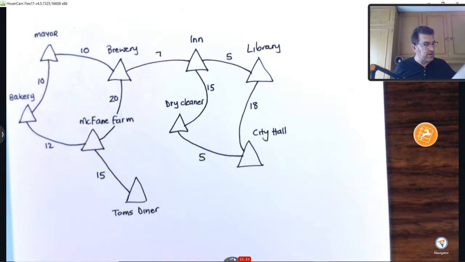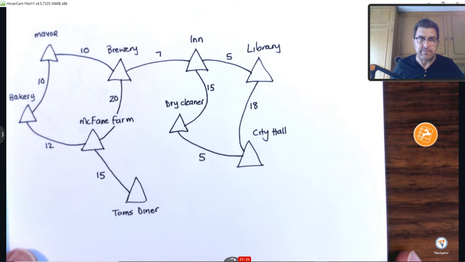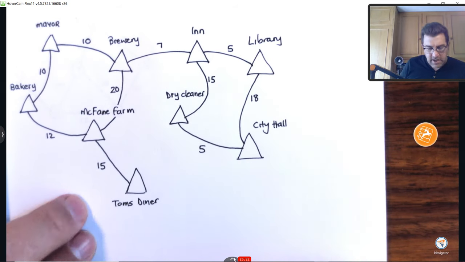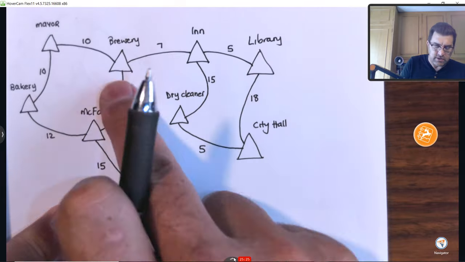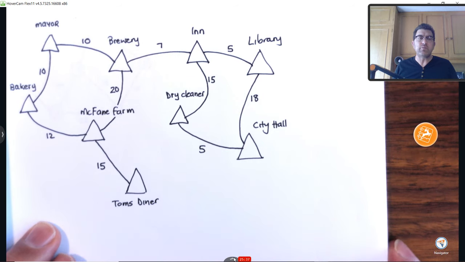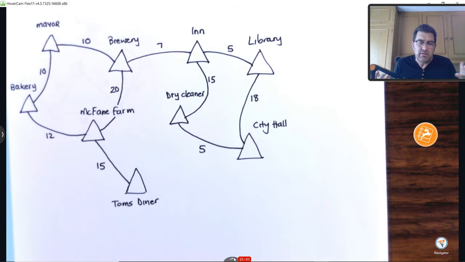Okay, so let's look at one last example using Kruskal. Here we've got a fictional town. It's a hobbit town because you can see the distances are quite short. These are all in meters. And we want to find out how we are going to create a pathway with minimum distances, or the minimum spanning tree for this particular town. Now, there's no roads between Tom's Diner and the City Hall, no roads between McFain's Farm and Dry Cleaners, but there's a road that you can go around.